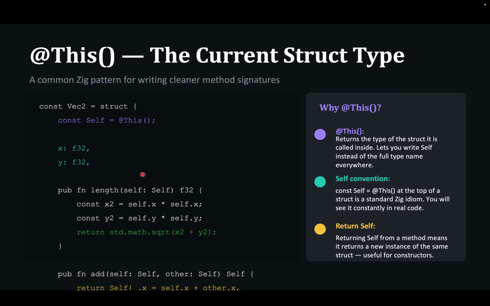Now, in slide 4, we can see a common pattern, where the first line in the struct is const Self = @This(). This is a built-in function that returns the type of the struct. It's called inside the Vec2. What this represents in any other language is yourself. So when I call this, you are referring to yourself. That means in this case, it will be Vec2. This is an example in which there is a Vec2 struct with two variables, x and y. There is a method called length, and there is a method called add.